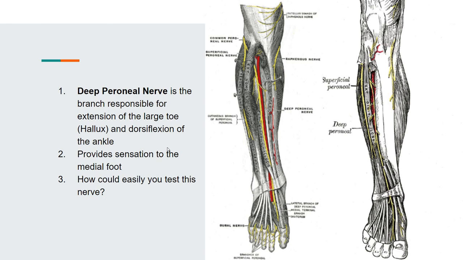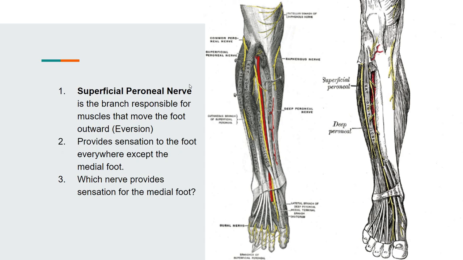And as a quick test, what's a good way you could just test the deep peroneal nerve? So since we know that it's responsible for the big toe, you could easily just have them push up. If they can push their big toe up against your finger and it feels strong, then you know that that nerve is at least strong. Doesn't mean it's perfect, but it means it at least hasn't gotten any weakness yet.